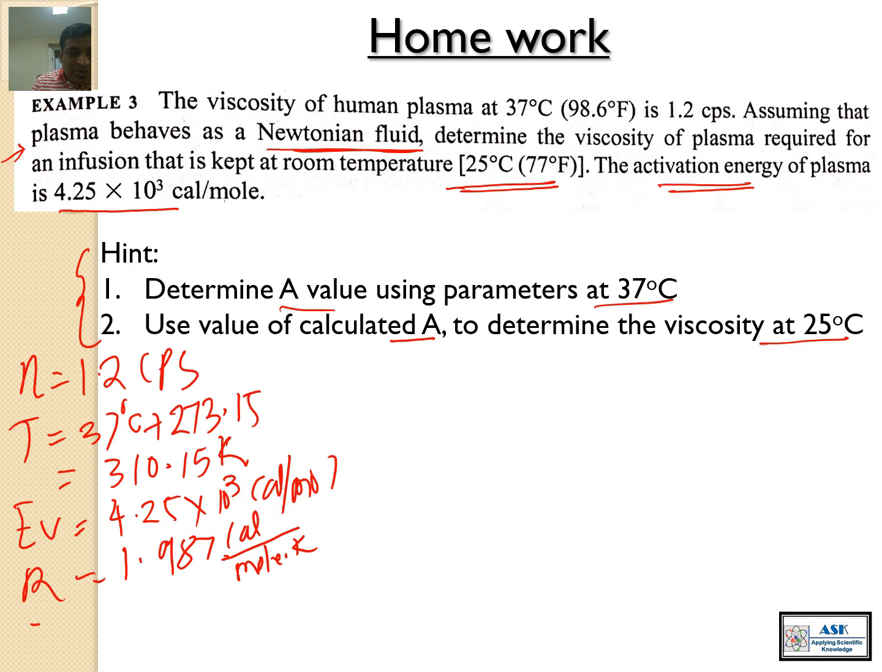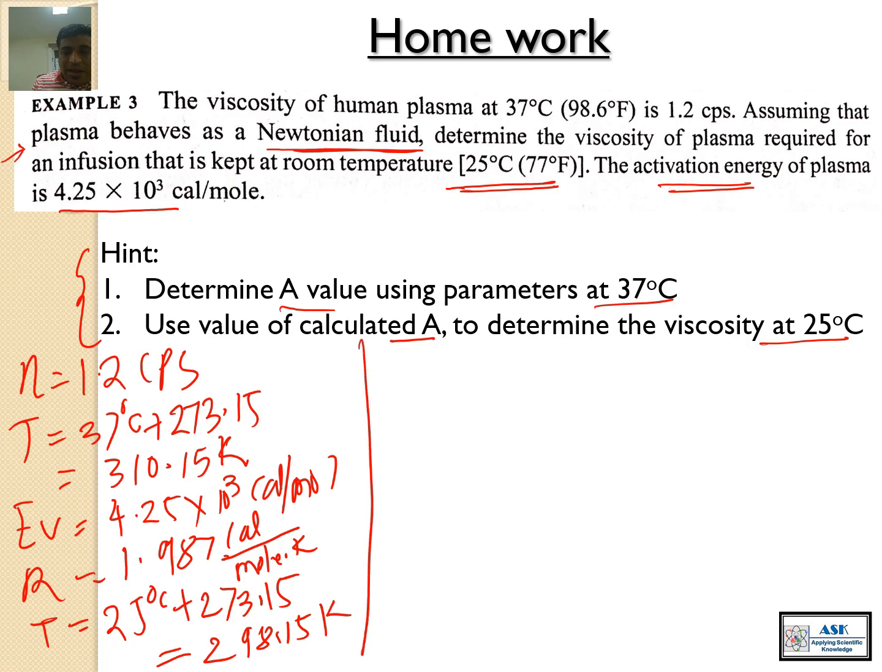And another temperature is given, 25 degrees Celsius. Again, please add 273.15 because you need to convert everything into Kelvin. And that will be 298.15 Kelvin. Now we know the equation, the Arrhenius equation in linear form.